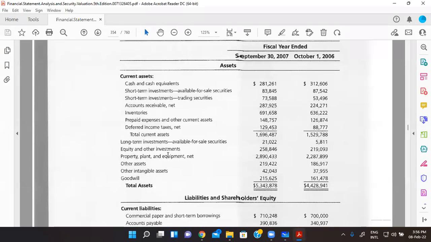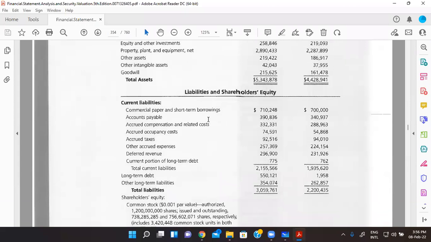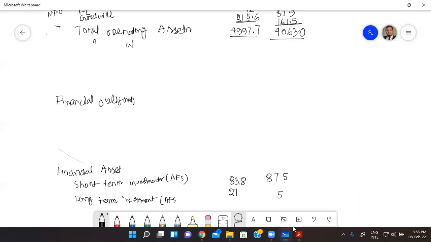Okay, in this part, commercial paper and short-term borrowings. So this is part of our financial obligations. Obviously, it is the current portion, commercial paper. Let me write here this sum on commercial paper. 710 million, 710.2, obviously. It should be 700.0 for 2007 and 2006.